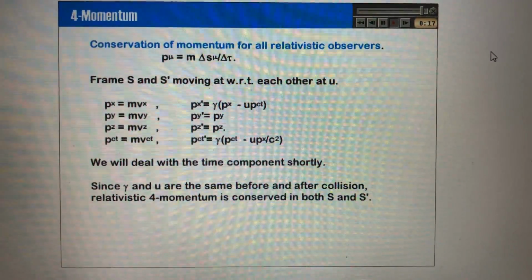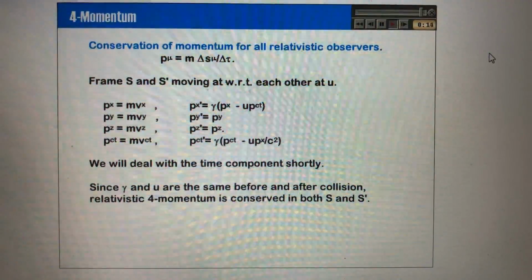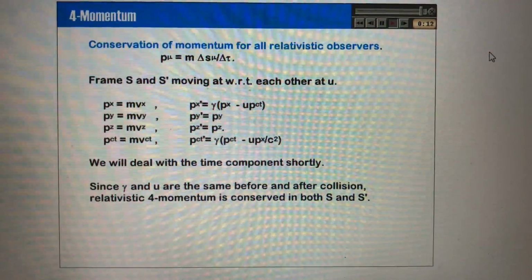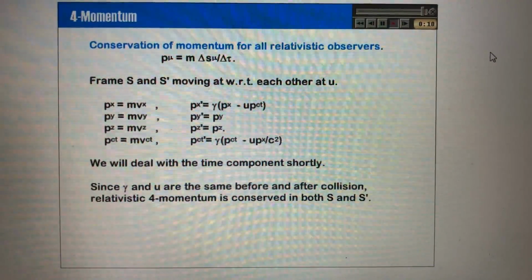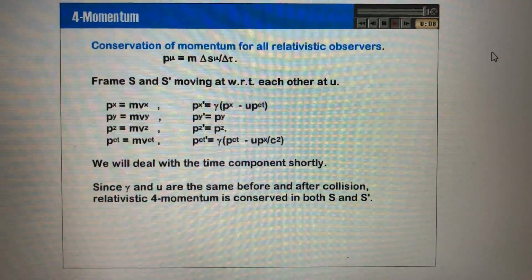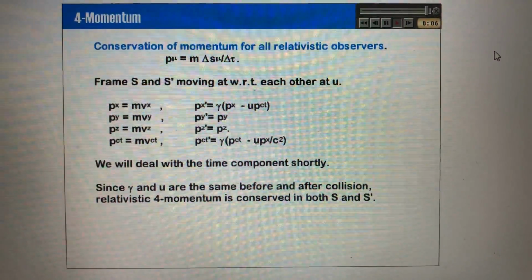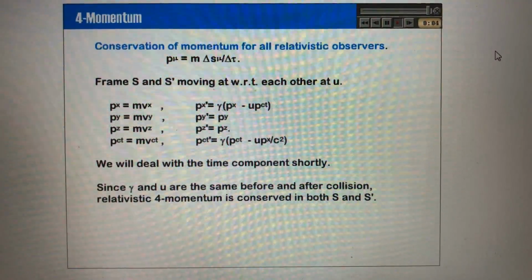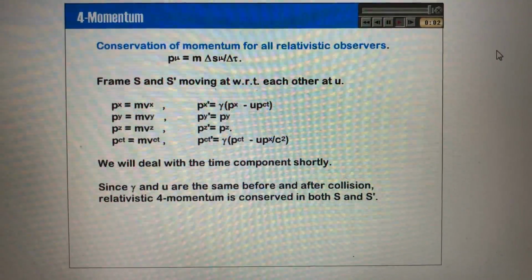the last component, the pct component, and see what that is, because that has no classical analog if you think about it. What we've been doing is arguing here between the 3-momentum and the spatial components of the 4-momentum, but we haven't discussed this last component because it's a little strange. We'll do that in the next lecture.